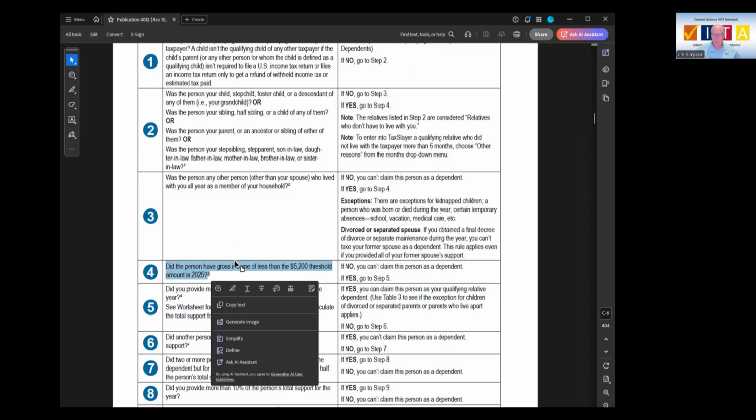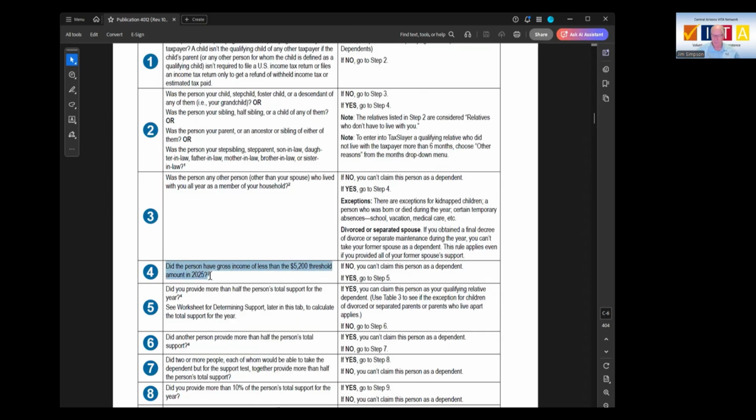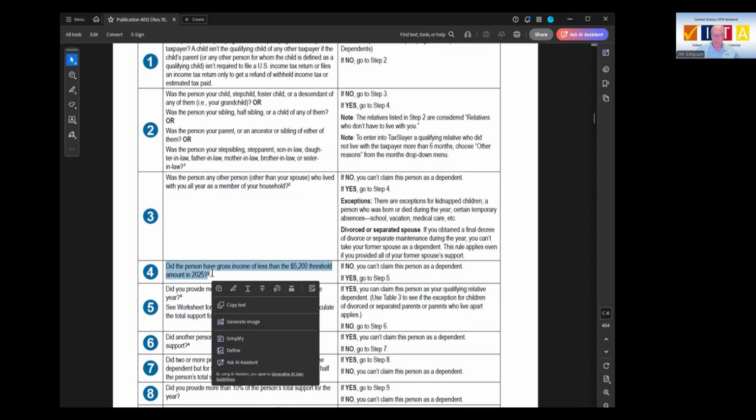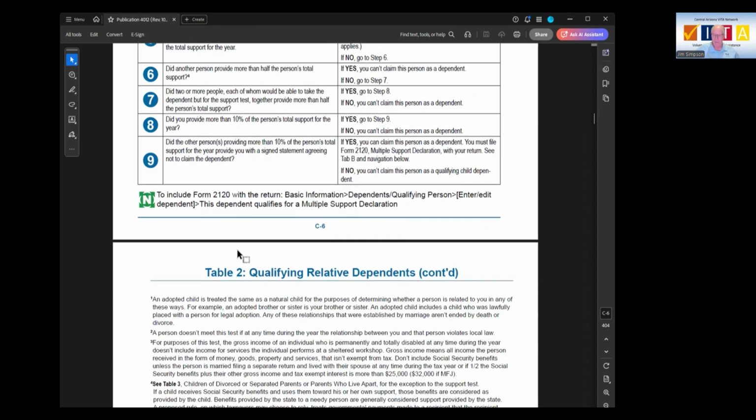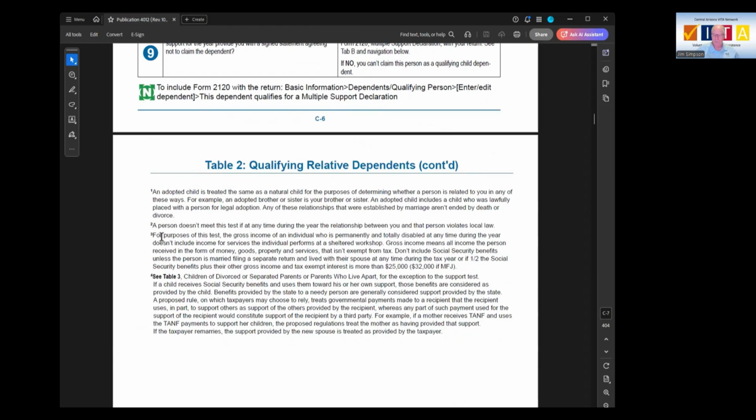The thing that usually disqualifies them is this one. They had to have gross income of less than $5,200. Okay, but be careful. See this little footnote 3? Let me see if it says it down in here, footnote 3. For purposes of this test, I'm right here. Gross income of an individual who is permanently totally disabled doesn't include income for services the individual provides at a sheltered workshop. Gross income means all income the person received in the form of money, goods, property, and service that isn't exempt from tax. Look at the next sentence.